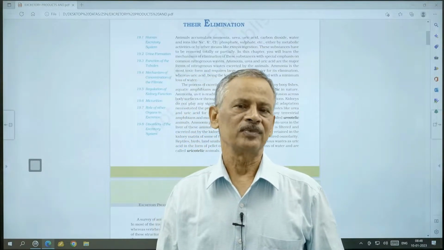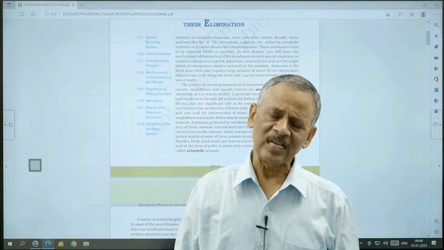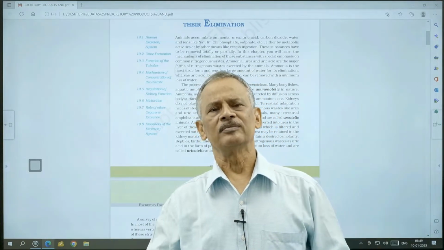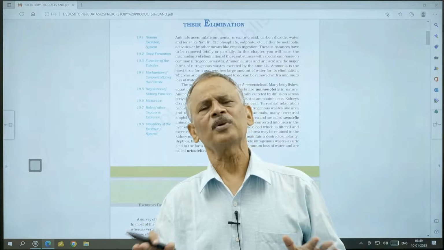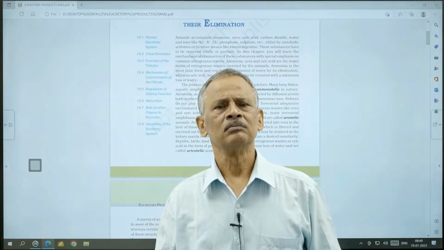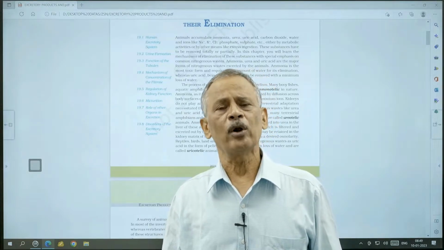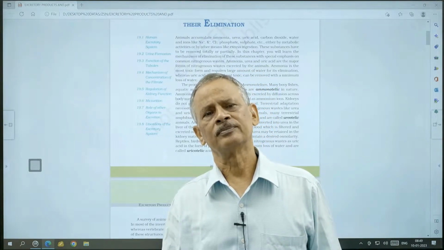Second thing is that urea is less toxic, so it need not be sent out immediately. It can be stored for some time in the body, no problem. It is soluble and can be stored in the body for some time.